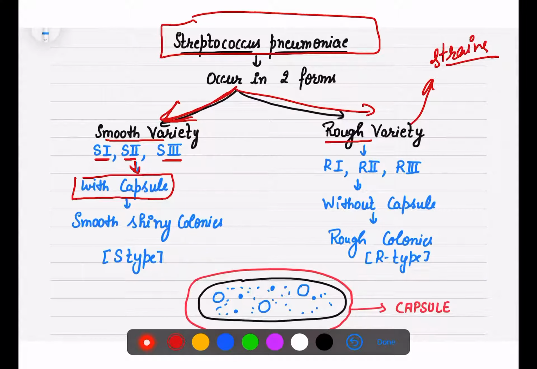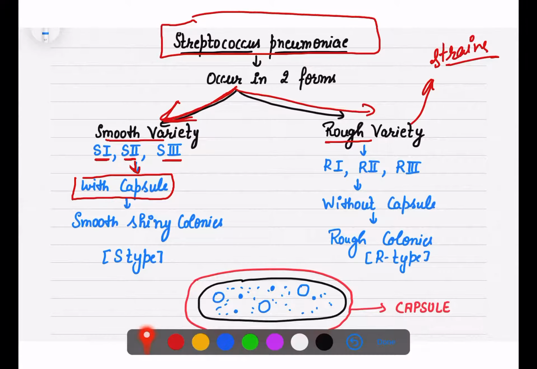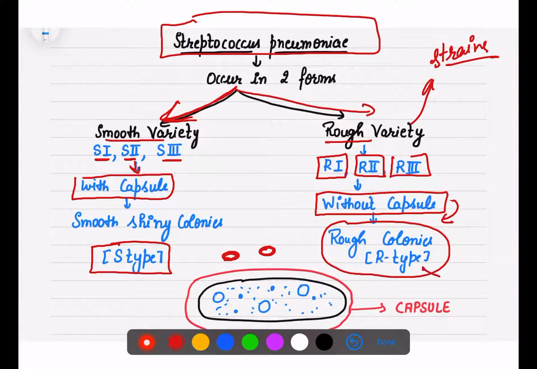They are with capsule, as you can see, this is bacteria. Around the bacteria there is a covering, a layer which is known as the capsule. So the smooth variety is always with capsule, and they produce very smooth, shiny colonies, and they are known as S type of bacteria. Now the rough variety can be R1 strain, R2, or R3, but it will be without capsule. When it does not have capsule, then it will be rough colonies, and they will be known as R type.